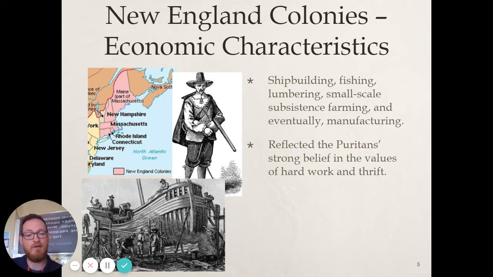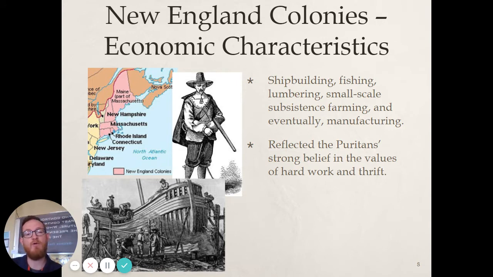And I always say the way that you can remember that is they went out, cut down trees to build ships so that they could go fishing. Also, you'd have small scale farming there, again, to support their families. Again, you didn't see a ton of the large scale farming there just because the climate and the soil was not good enough to be able to do that. And eventually you'd see manufacturing would become a major industry within New England as well.